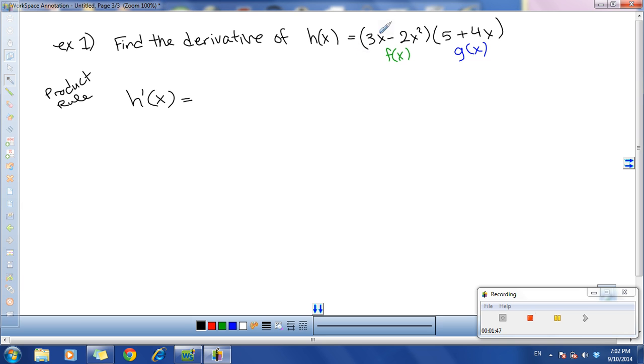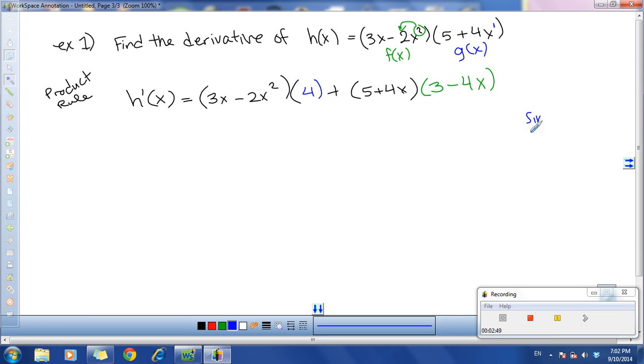So the derivative is equal to the first one, which is 3x minus 2x squared. I don't do anything to it, leave it alone, times the derivative of the second. So now I'm going to take the derivative of the second expression. The derivative of 5 is 0. The derivative of 4x to the first power, right? So it's 1 times 4, and then there's no more x, so it's just 4. And then plus the second, which is just 5 plus 4x, times the derivative of the first. The derivative of 3x is just 3 minus the derivative of 2x squared is 2 times 2, which is minus 4, and then drop the power down 1 using my power rule, which is just minus 4x.